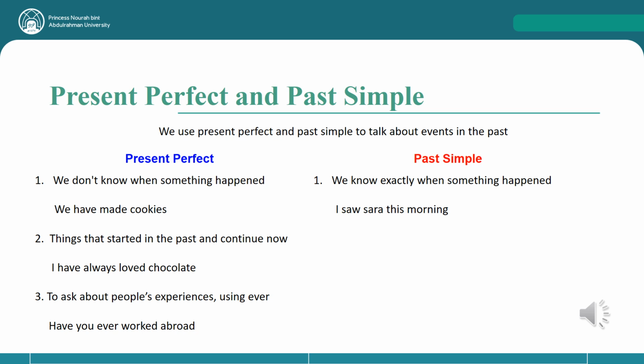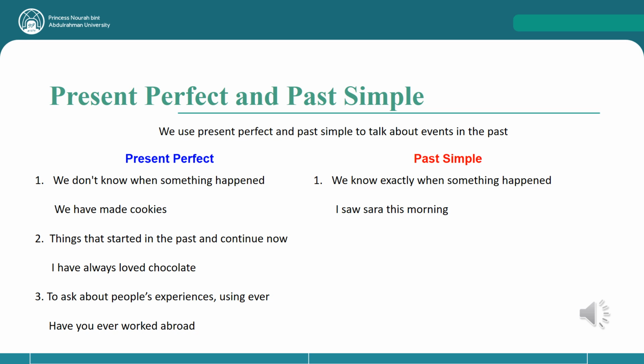We use the present perfect to talk about events and experiences when we don't know when something happened or we don't say because it's not important. For example, we have made cookies. We also use present perfect to ask about people's experiences using ever. For example, have you ever worked abroad? And lastly, we use present perfect to talk about things that started in the past and are continuing now. An example of this would be, I have always loved chocolate.